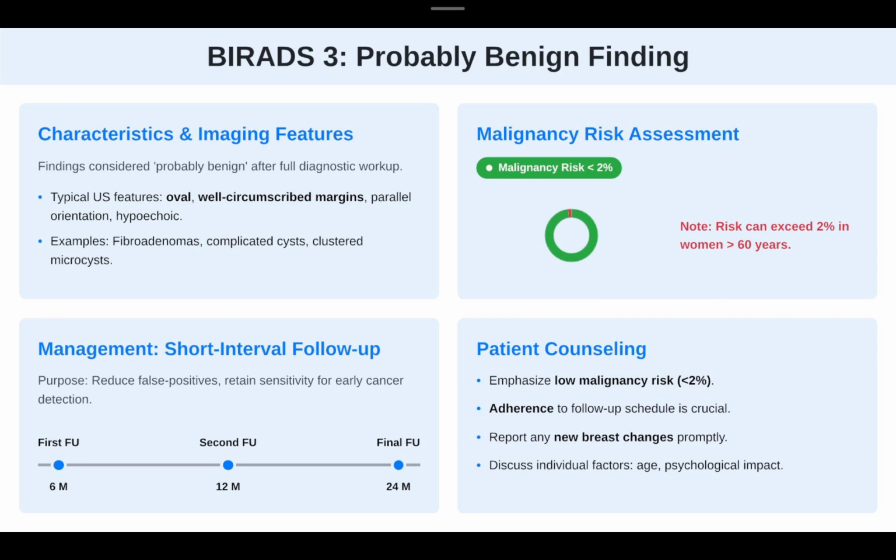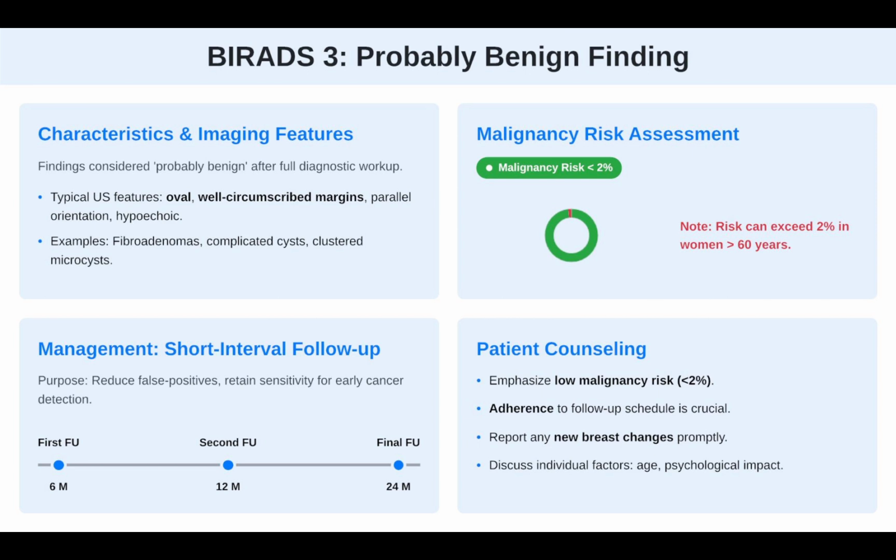BI-RADS 3 is a nuanced category that often requires careful management and patient communication. It designates a probably benign finding, meaning there is a very low but not zero probability of a malignancy, typically less than 2%. Distinctive imaging features that fall into BI-RADS 3 include non-palpable, circumscribed solid masses on initial imaging studies that are deemed benign in appearance, or certain types of clustered round calcifications.